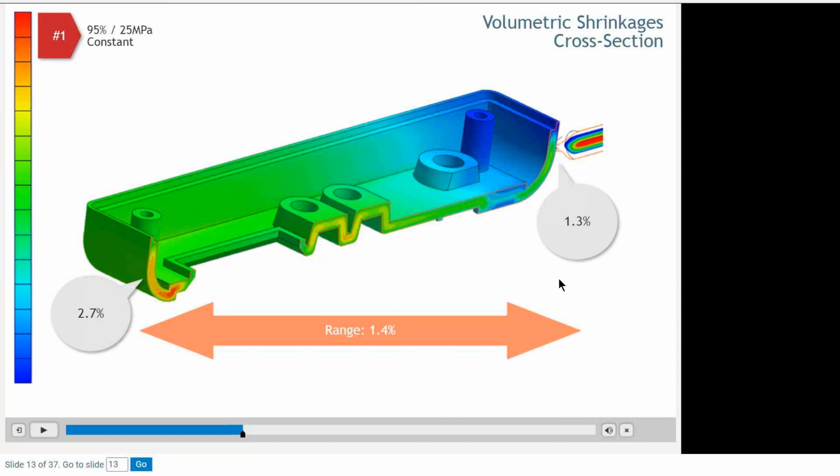But what really is most important is the range. Our goal is to have a dimensionally stable part that has the same dimensions near the gate and at the end of flow. If the range is minimal, that means uniform shrinkage, and that's really our goal.